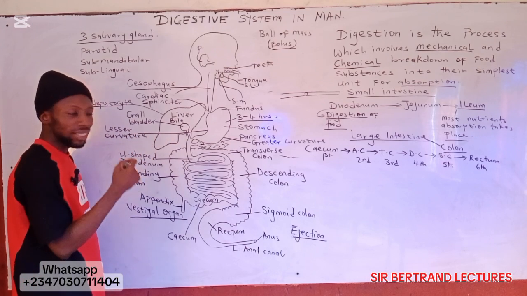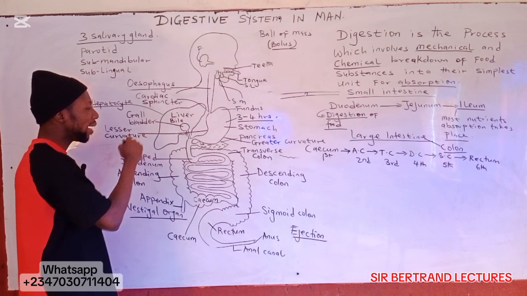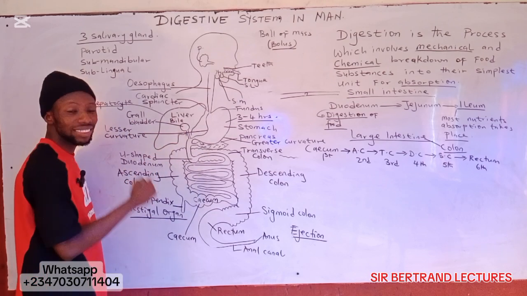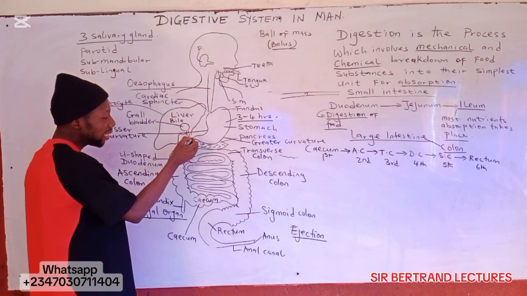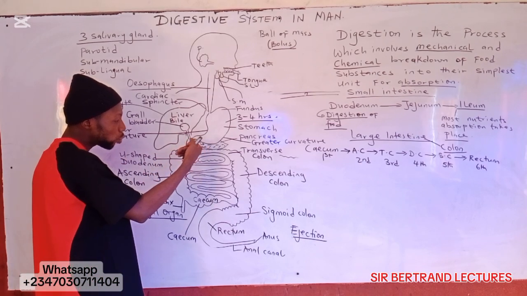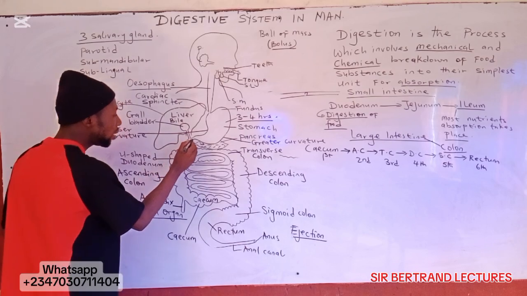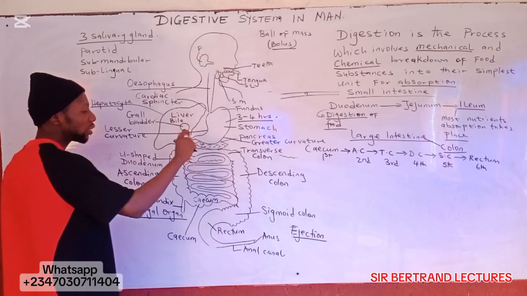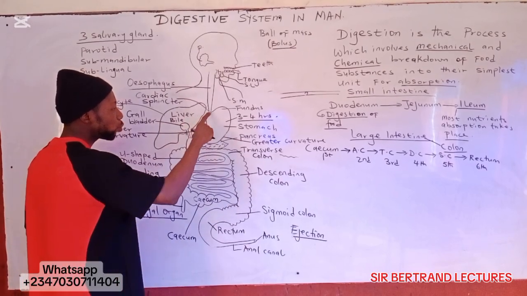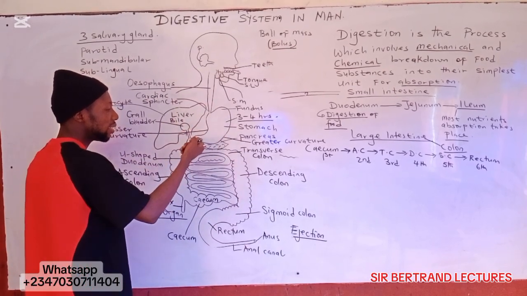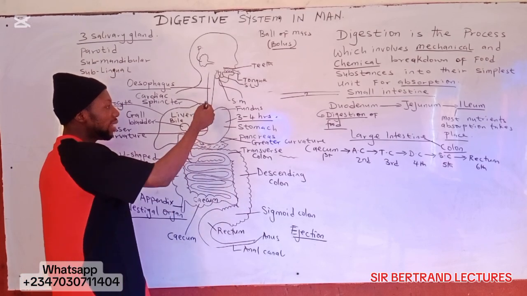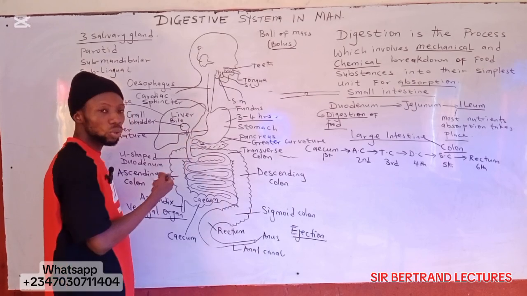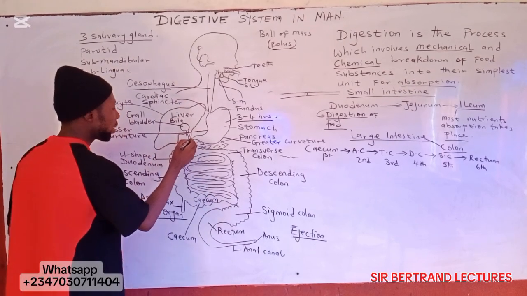Now during digestion, the bile that is stored here in the gallbladder is emptied into the duodenum to facilitate digestion. Then the sphincter through which the food passes to enter the duodenum is known as the pyloric sphincter. As you can see on the board now, we have two sphincters here. This is the inlet and this is the outlet. The inlet is known as the cardiac sphincter and the outlet is known as the pyloric sphincter.